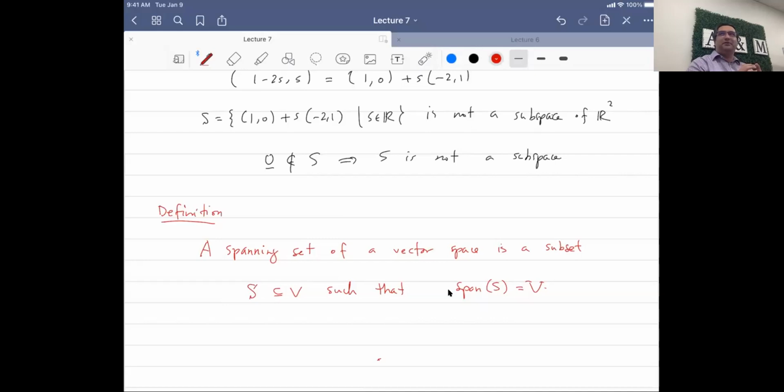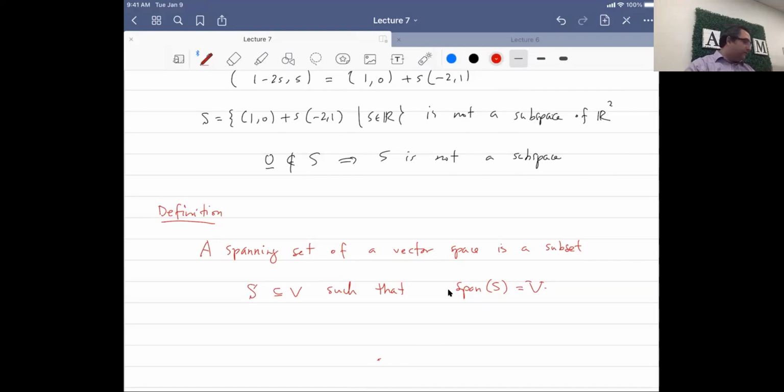Because I just defined the basis that way: the minimal set of vectors whose span is the entire vector space. It's called the basis, okay? But we'll get there. So I'm just giving you the motivation for why we're doing this.